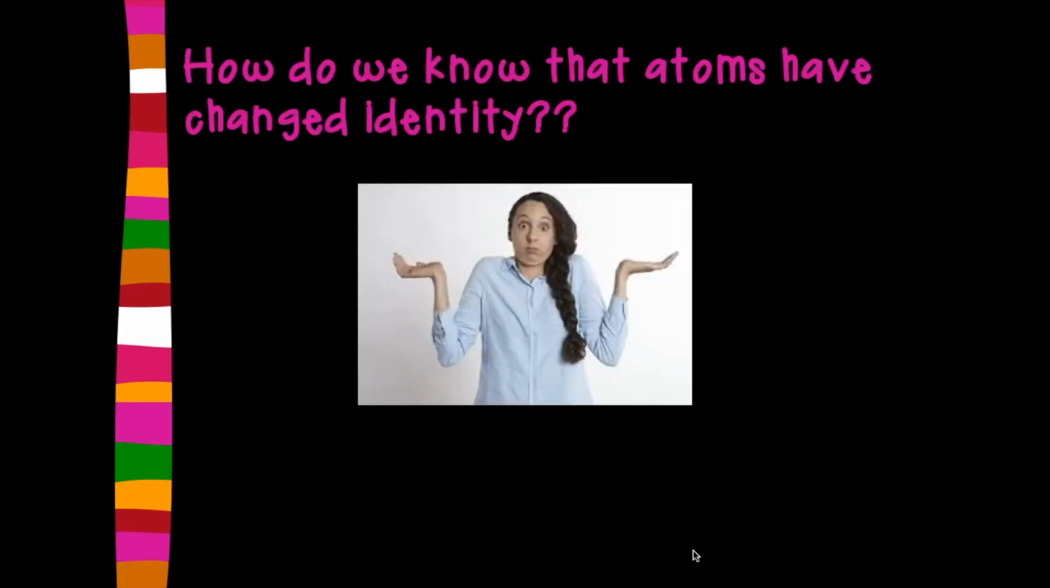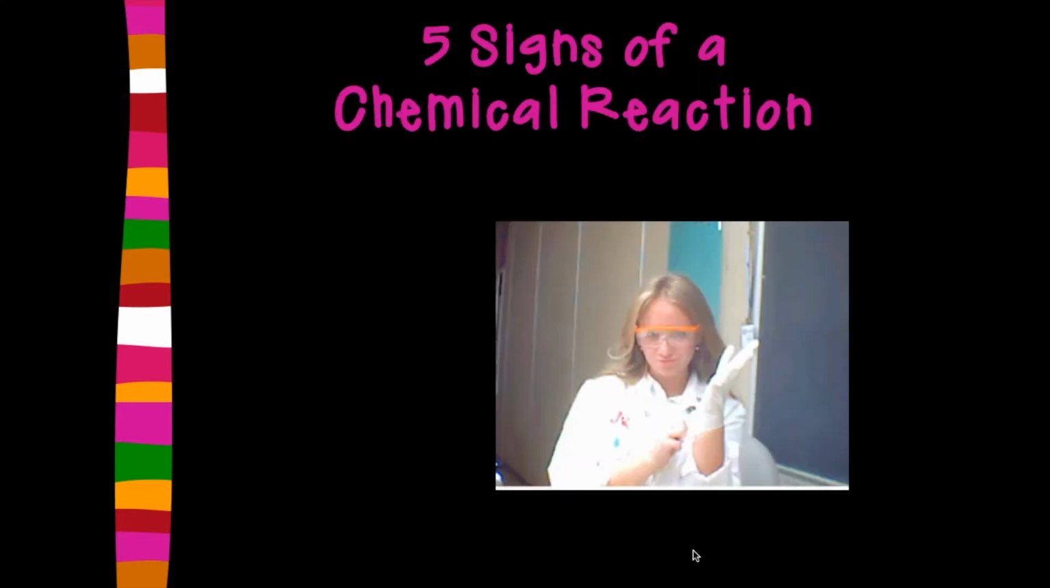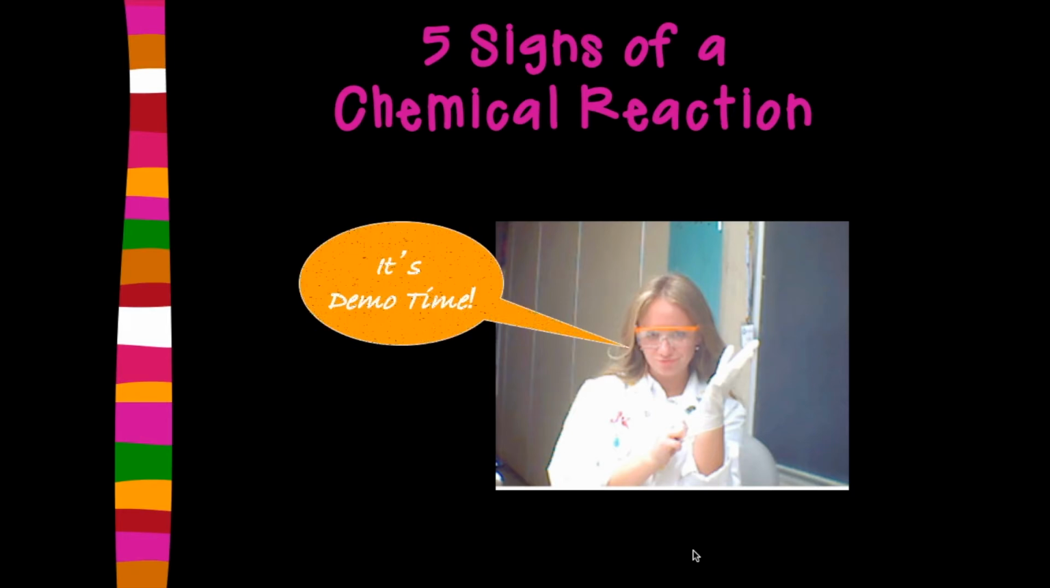Okay, so then maybe you're thinking, well, wait a second. How do we know that the atoms or the particles or the object has actually changed their identity? How do we know that it actually is a new identity instead of just looking different like a physical change? Well, it turns out that science and chemistry gives us a hint. There are 5 signs to tell us this is a chemical change or a chemical reaction. Those words mean the same. And I've got some fun demos to show you to represent how we know that there's a new identity, a chemical change instead of just a physical change.